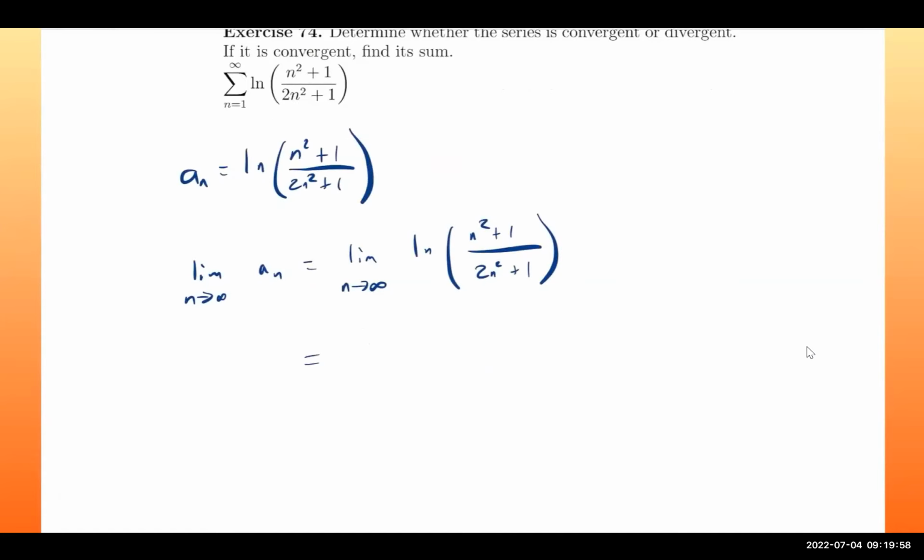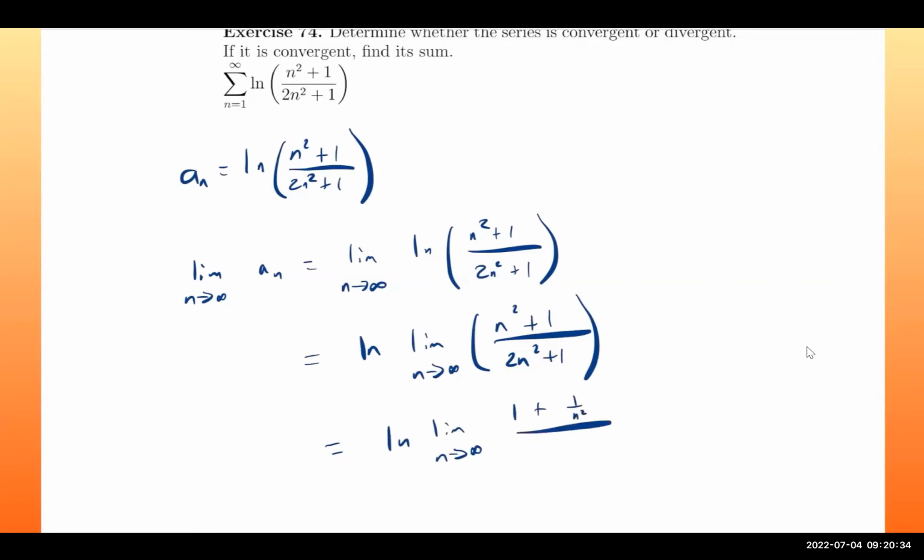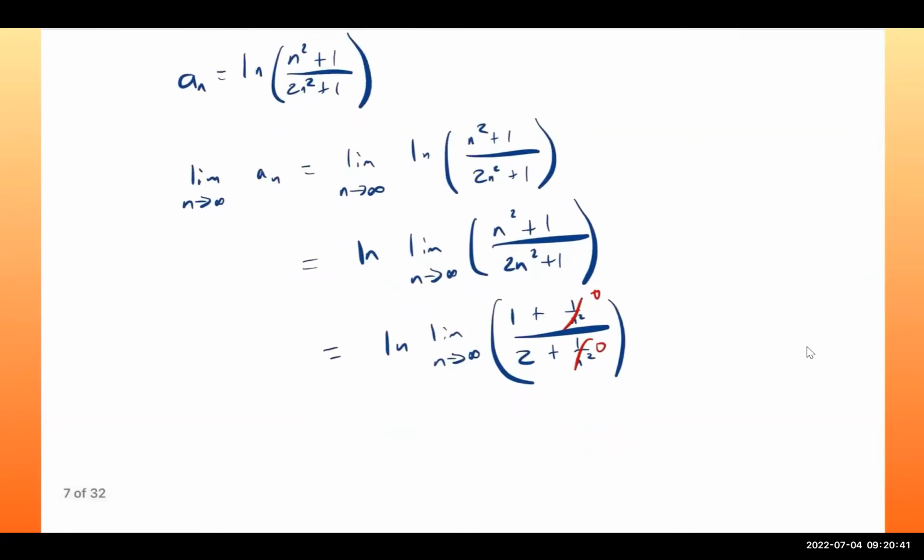One of the properties of limits is that if you have a natural log, you can take the natural log to the outside and take the limit of the inside of the natural log. So you can rewrite this as the natural log of the limit as n approaches infinity of n squared plus 1 over 2n squared plus 1. Now we're going to divide everything by n squared since that's the highest power of the denominator. So we have the natural log of the limit of 1 plus 1 over n squared over 2 plus 1 over n squared, and these terms will go to 0, and so you're going to end up with the natural log of 1/2, which also does not equal 0.